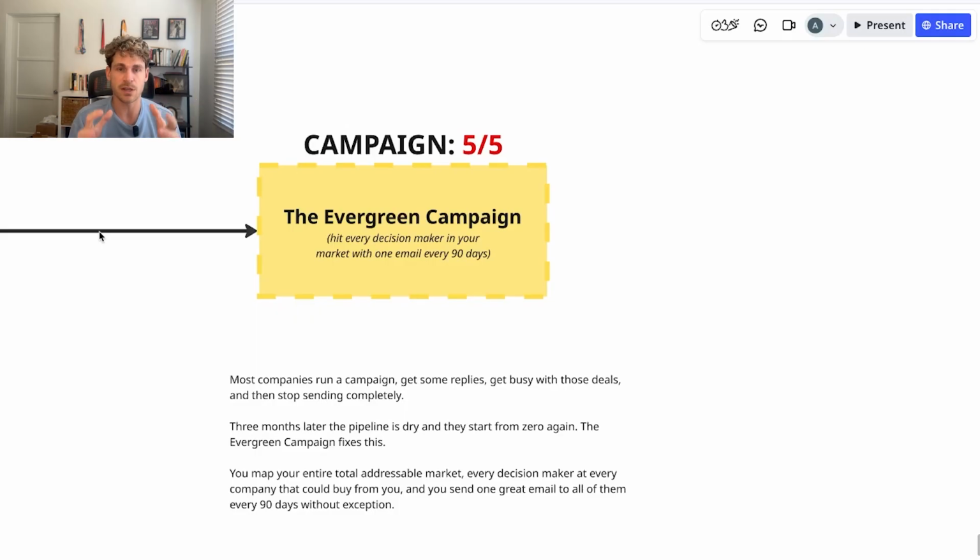That forms a basis and a foundation for your signal or intent-based campaigns, but it's not going to get you the volume that you need to run the outbound system that you need to aggressively grow your business. This 5th campaign, the evergreen campaign, is what you tack on top to hit the existing volume and make sure that you have a system that can reach your entire total addressable market every 90 days.